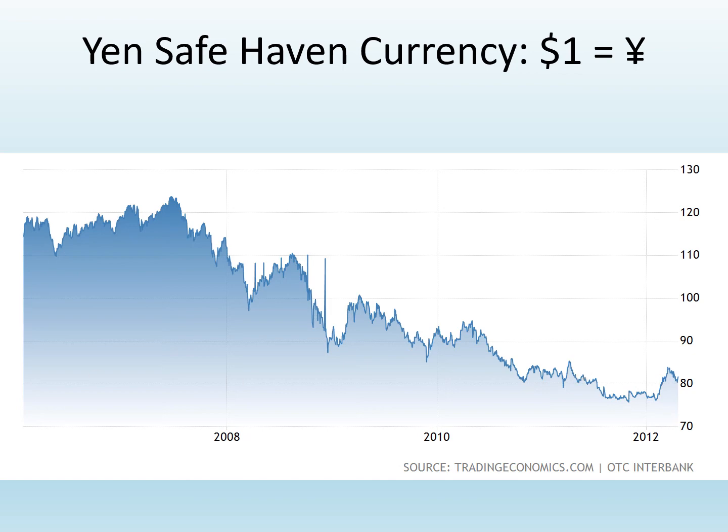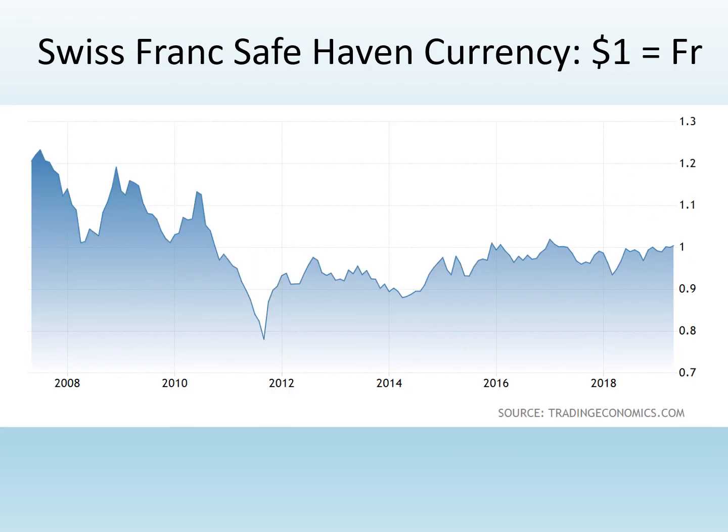It is of course problematic for Japan in that particular case, because of course as the yen appreciates against the dollar and all other currencies, it makes Japanese exports less competitive and works against any kind of economic stimulus happening in Japan. The third of the safe haven currency is the Swiss franc, and here we're again reading $1 equal to a certain amount of Swiss francs.